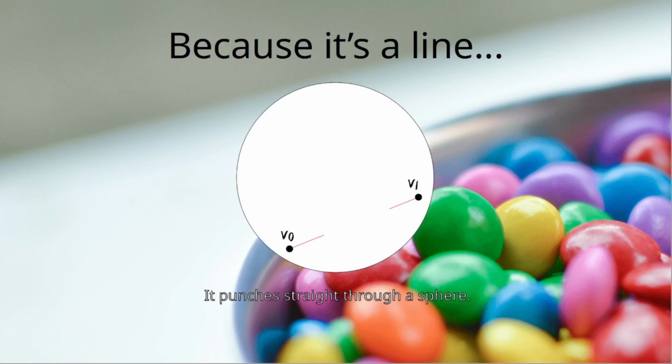A line's going to punch straight through the sphere. It's going to go from one point to the other, right through the middle of it. Its distance from the origin of the sphere is going to vary quite a bit as it goes. In fact, technically this drawing isn't even accurate because it's immediately going to punch through the surface of the sphere.